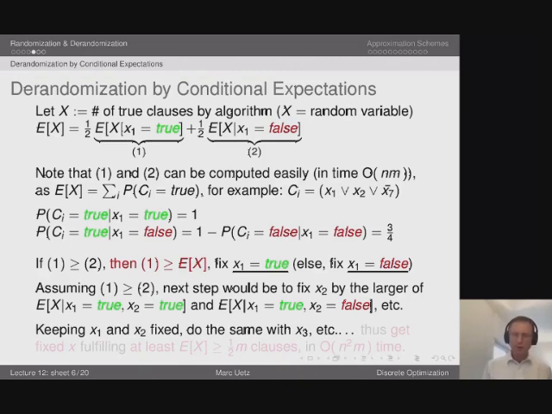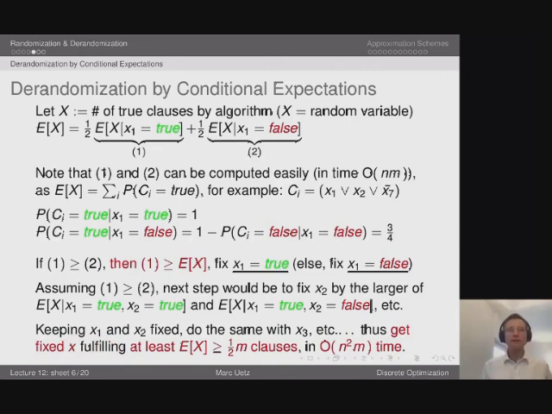And at the end, I will have computed, right? I'm fixing one variable after the other. So I will have computed a fixed truth assignment x fulfilling at least as many clauses as we started with. So at least as many as the original expected value here, right? And that was at least half of the total number of clauses. And what is the computation time? Well, each step, so each computation of these conditional expectations, takes time order n times m. I fix n variables, so I have n iterations of this de-randomization, and the total computation time is indeed order n squared times m, which is polynomial.